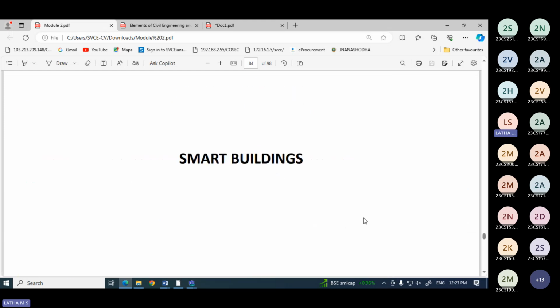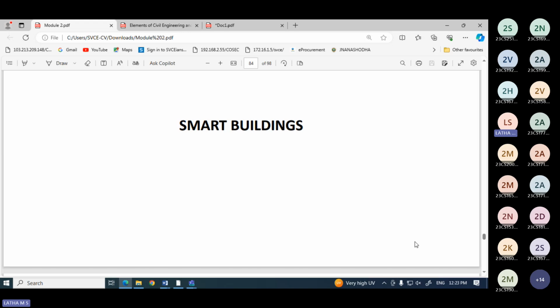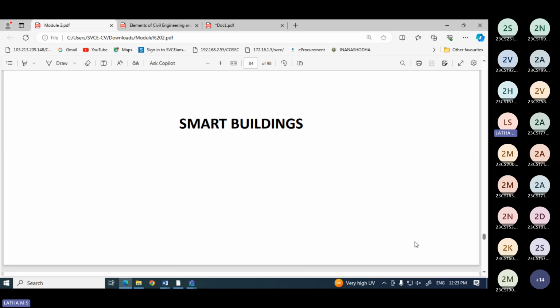So now we'll start learning about smart buildings. A building is not smart just because it appears smart. Yes, every building has its own dimensions, shapes and colors, which may appear aesthetically good. But we are talking about smartness in terms of function, how the building can perform well as a smart building.